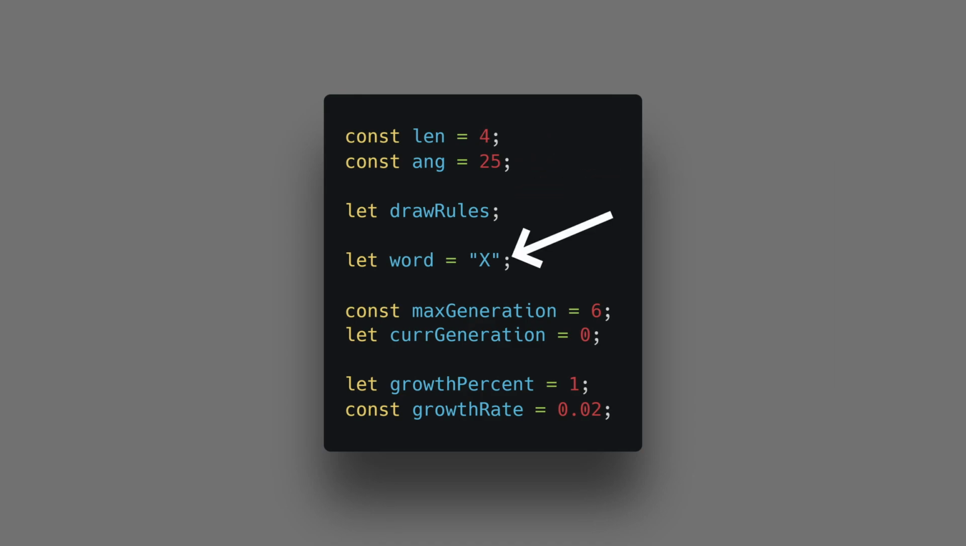So firstly, we've got the word, which is the current output of the L system, which starts as an X. I've also got the max number of generations that we want to generate up to, as well as the current generation, which is 6 and 0 respectively. And then I've got a value called growth percentage, which tells us how far into the growing process we are, 0 being we've just started and 1 being fully grown. And this corresponds to the T value that we'll use for our lerp. And then I've also got a growth rate. And so this is how quickly the plant is going to grow.